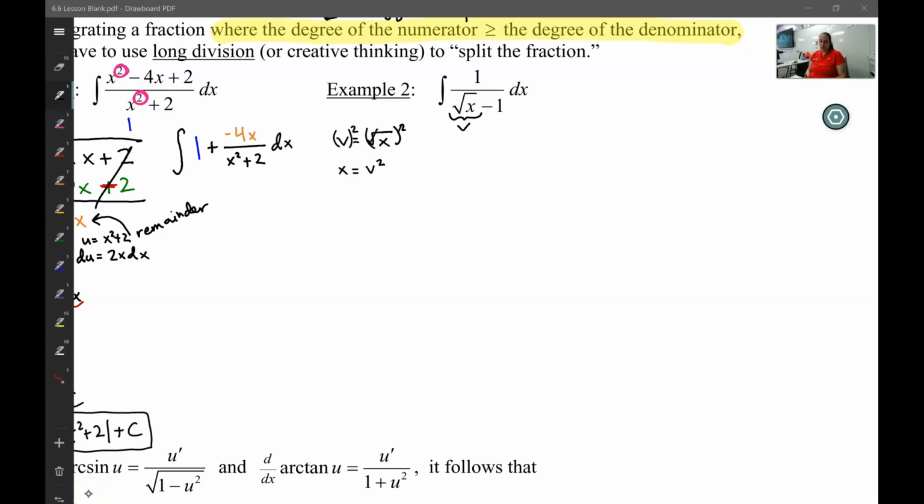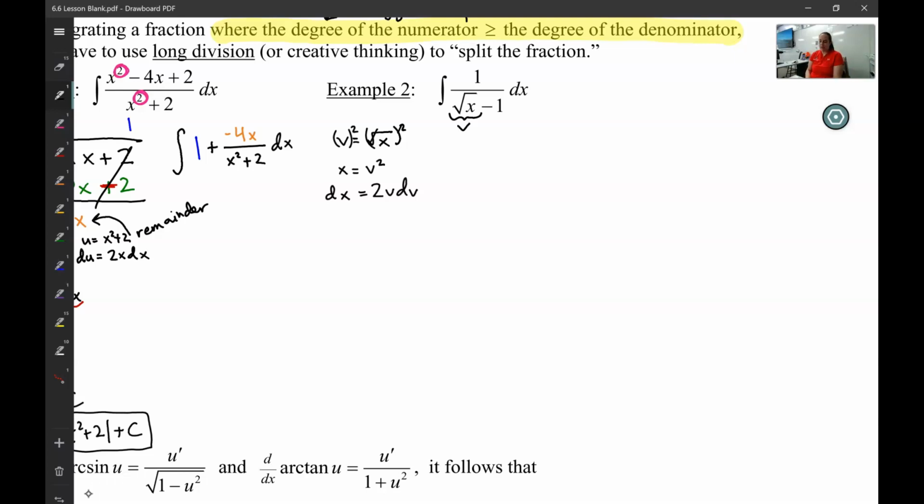The first thing I'm going to do with this equation, v equals square root of x, is square both sides and solve it for x. So now I've got x equals v squared. Now I'm going to do something kind of weird. I'm going to take the derivative of this equation. So I get dx equals 2v dv.